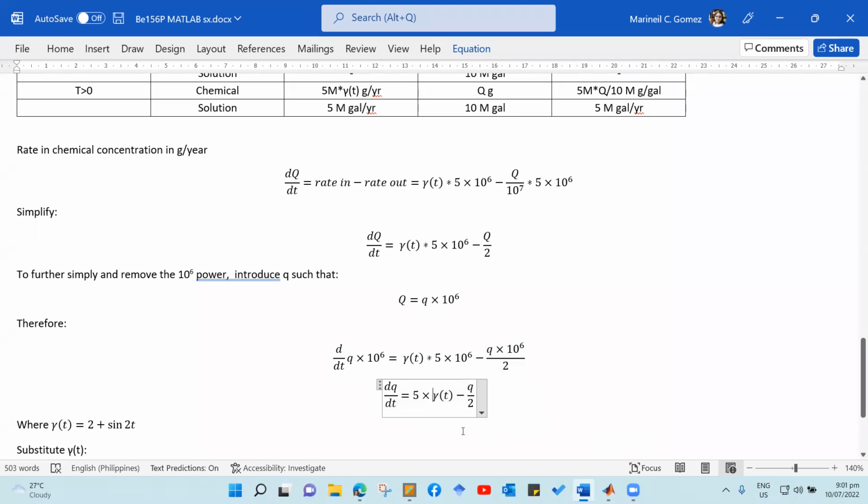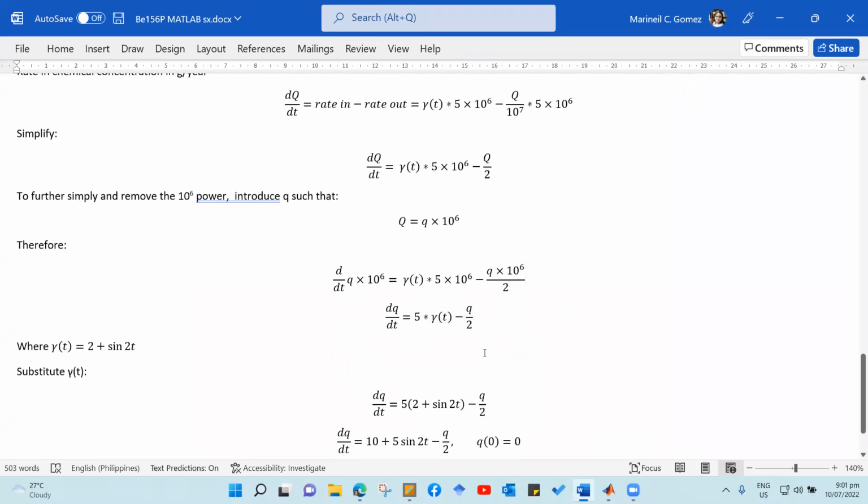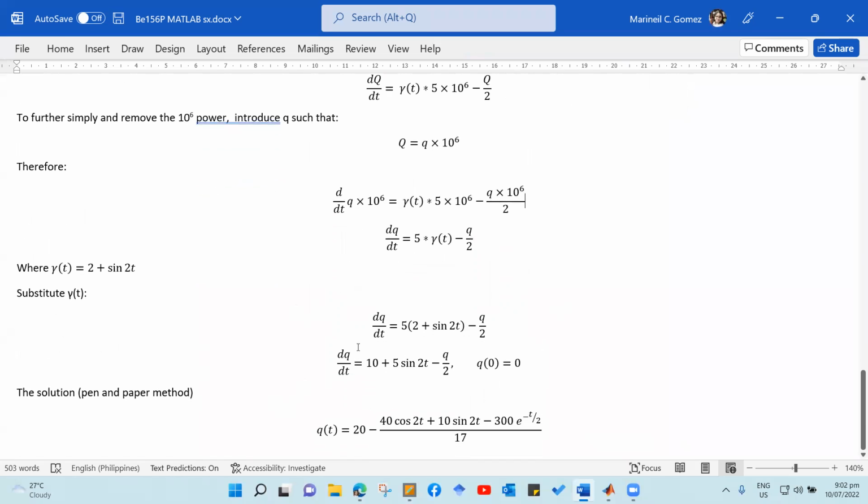5 times, let's change this, 5 times q gamma t q over 2, where gamma t is 2 plus sine of t. Now, if you substitute it here, we have 5 times 2 sine of 2t over q2. So, given this initial value condition, if you use pen and paper to solve this equation, this will be your resulting solution: 20, 40 cosine t and a half.